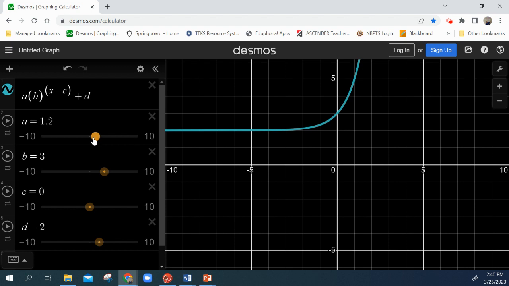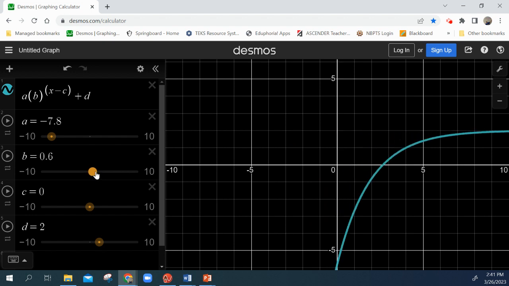Then we see if A is increased, if A is greater than 1, we have vertical stretch. If A is a fraction, like 0.3, we have vertical shrink. However, when A is negative, we get reflected across the x-axis. But just because A is negative, that doesn't really change anything. If A is negative, that just means we're still having exponential growth. It just means we're going the other way. We would have negative growth.